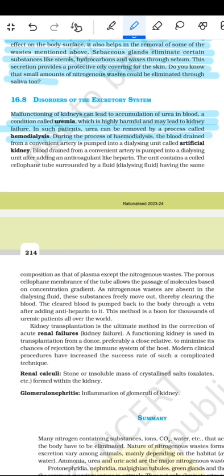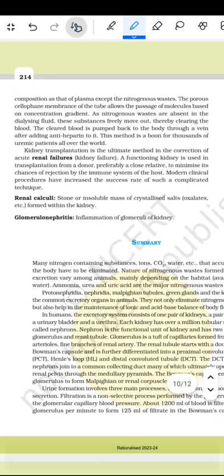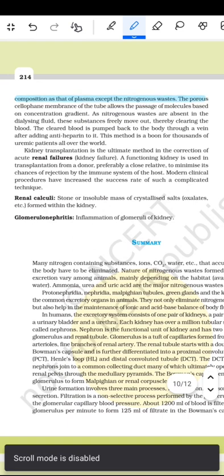During the process of hemodialysis, the blood drained from a convenient artery is pumped into a dialysing unit called the artificial kidney, after adding an anticoagulant like heparin. The unit contains a coiled cellophane tube surrounded by a dialysing fluid having the same composition as that of the plasma except that it has no nitrogenous wastes.